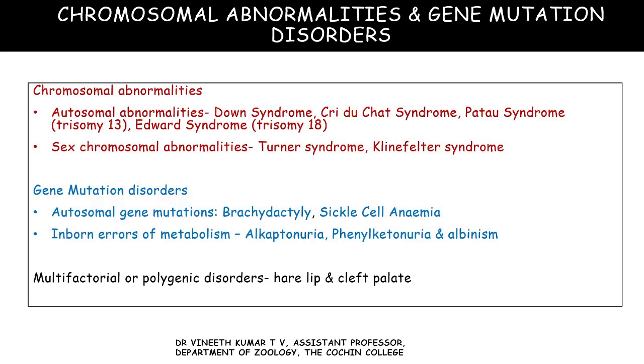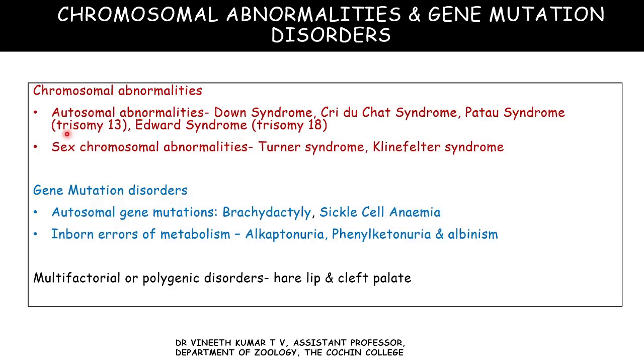In human genetics, we are going to discuss the chromosomal abnormalities and the gene mutation disorders. So, what are the disorders associated with chromosomal abnormalities and gene mutation is what we are going to discuss today. First, chromosomal abnormalities. In chromosomal abnormalities, we'll discuss in detail Down syndrome, Cri-du-chat syndrome, Patau syndrome, and Edwards syndrome.